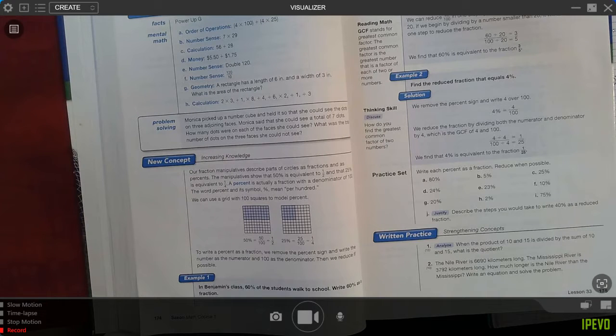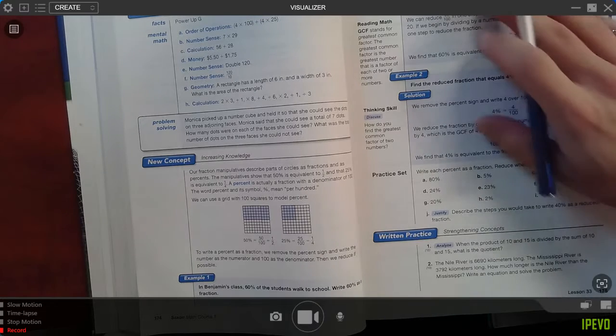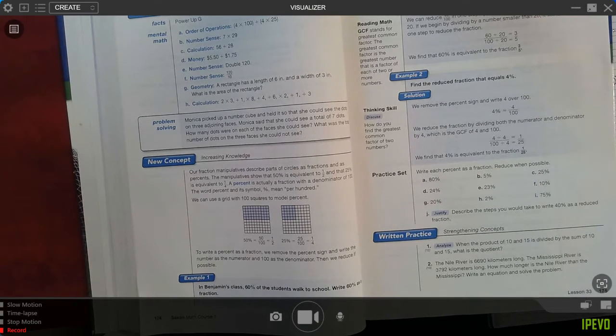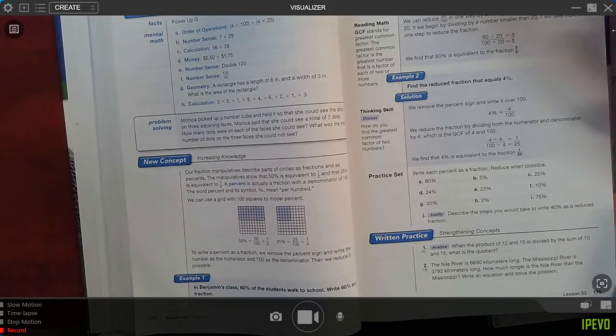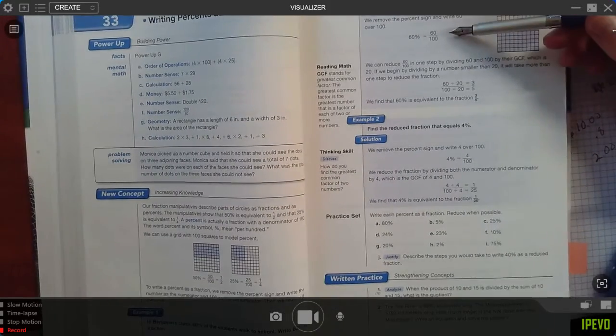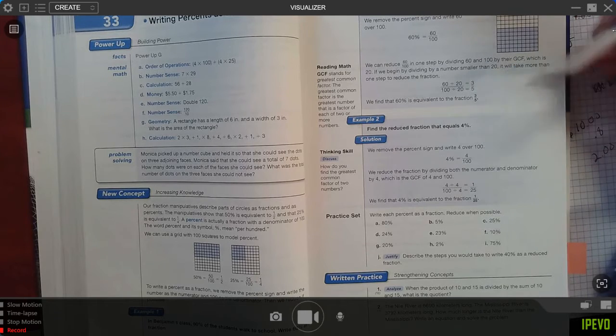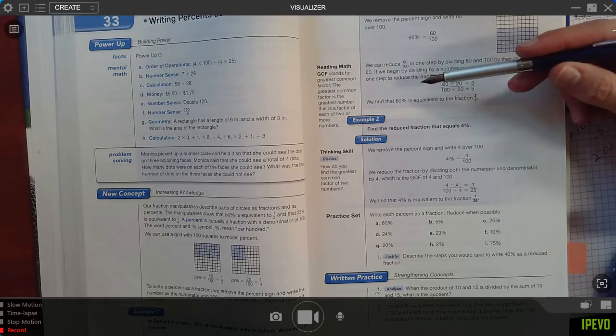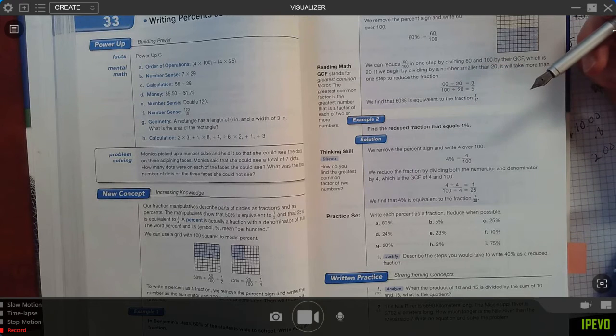All right. The main thing to know is when we're writing something as a percent, say like 60 over 100, that can get reduced. You can reduce that fraction. For instance, they're both even, so you can divide by 2. But ultimately, you can divide both by 20 to get down to 3/5. Okay. And so 60% is equivalent to the fraction 3/5.